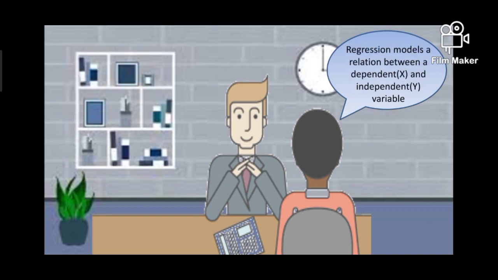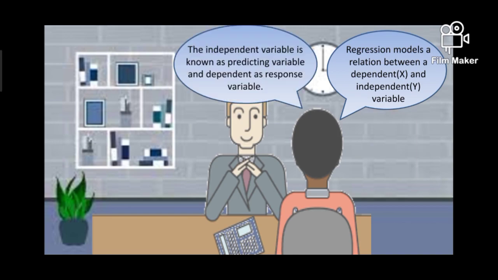So basically, regression models describe the relationship between variables by fitting a line to observed data. Regression models a relation between dependent and independent variables. Linear regression models use a straight line, while logistic and nonlinear regression use a curved line. Regression allows you to estimate how a dependent variable changes as the independent variable changes. The independent variable is known as the predicting variable and the dependent is known as the response variable.